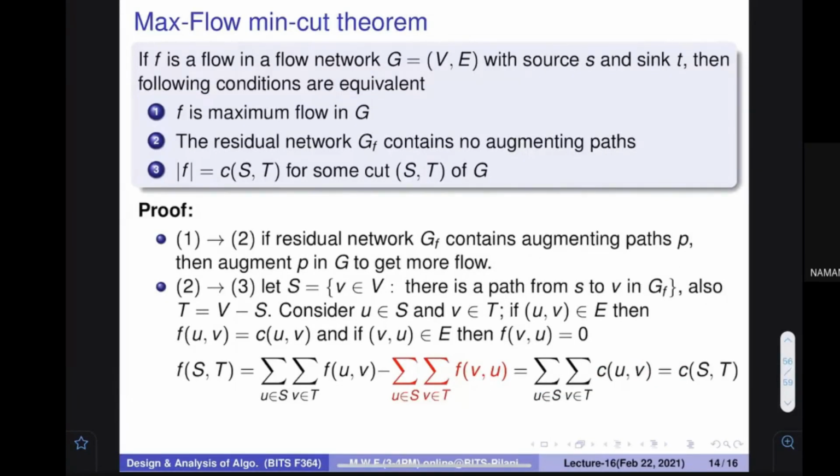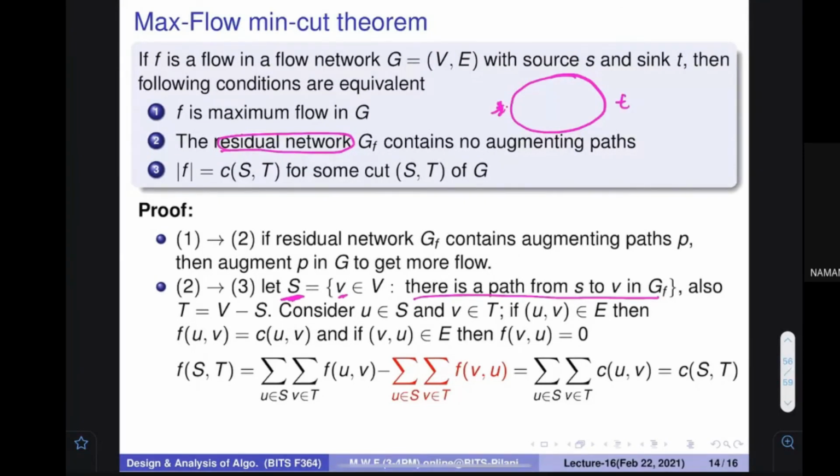Okay. So 2 to 3, actually the proof goes this way. It says that there is some residual network. I'm going to define a cut in this particular way: all the vertices V for which there is a path from S to V in GF. In your flow graph, consider the residual network. In the residual network, you would not be able to find a path from S to T.